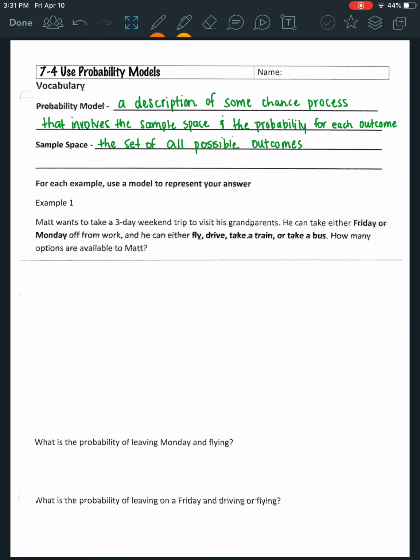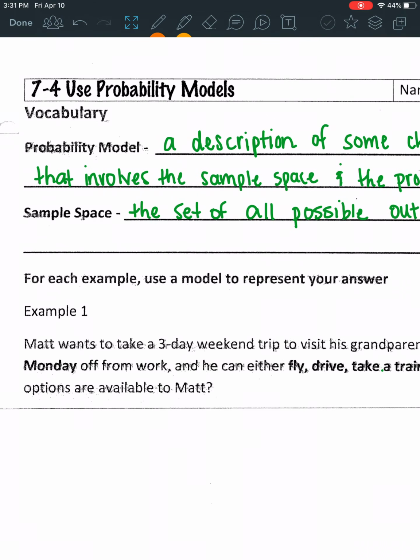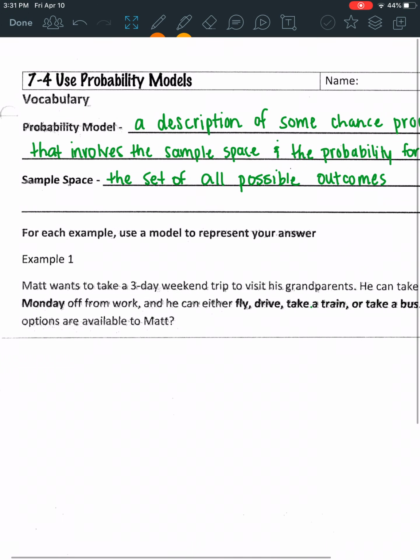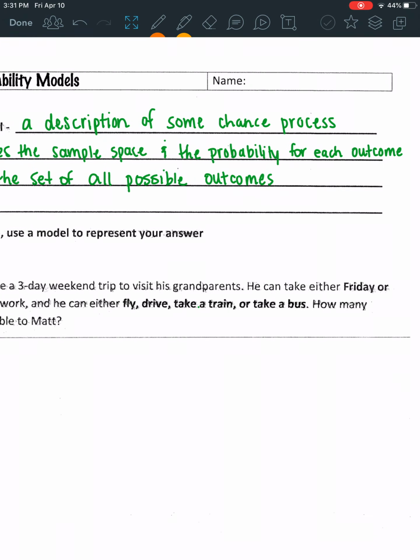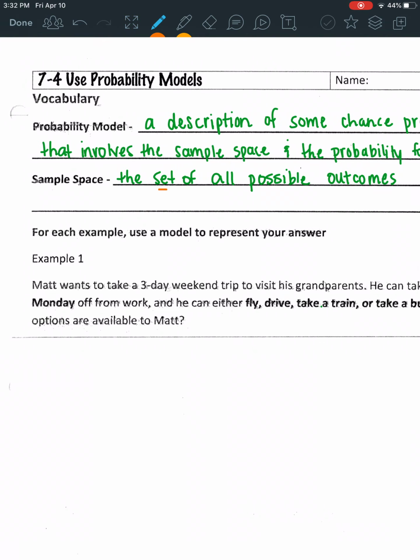So this week we're going to be looking at probability models, which we have here. A probability model is a description of some chance process, and it includes 2 things. There's going to be a sample space, and then there's a probability for all of the outcomes. A sample space is the set of all possible outcomes. So really a set is the same thing as a list. So set really means list of all possible outcomes.